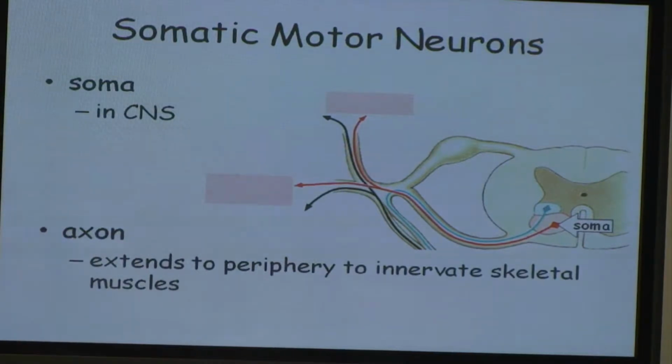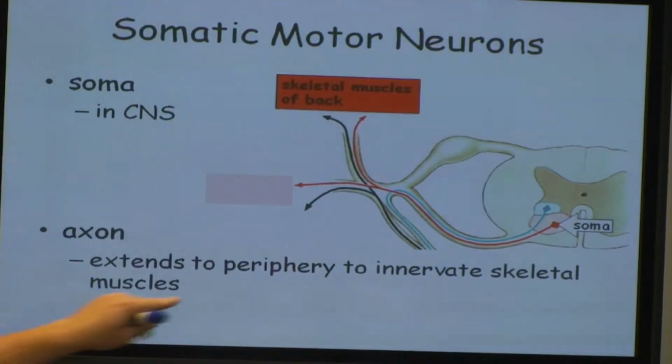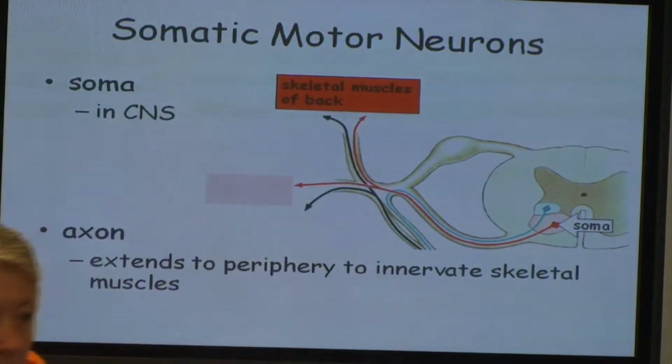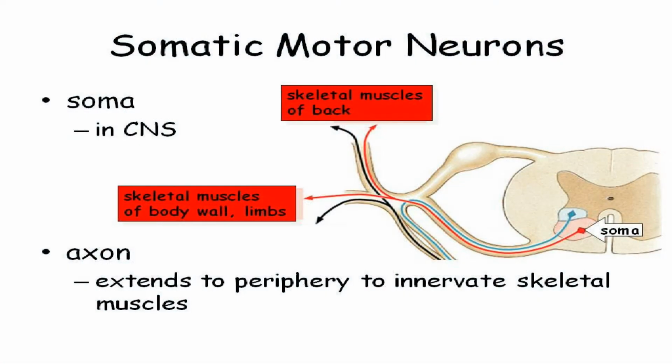It's kind of confusing the way they've got it. You'd have one neuron that goes this way, and then another one that goes that way. The ones that go this way innervate the skeletal muscles in the back of your body. The ones that come out this branch innervate pretty much everything else: your limbs and what they call the anterolateral, the front and side of your torso. So depending on where the muscles are determines which way it goes out. Does that make sense? But they're all going to skeletal muscles.